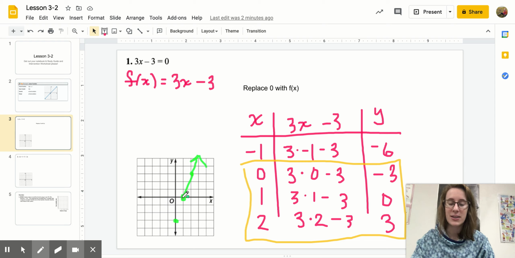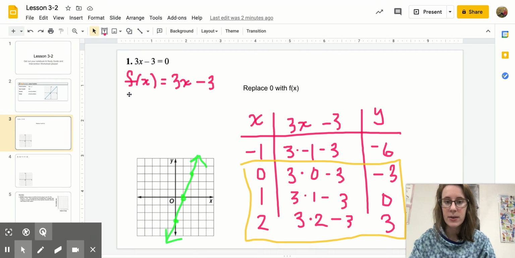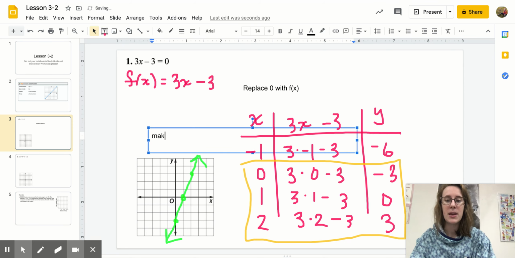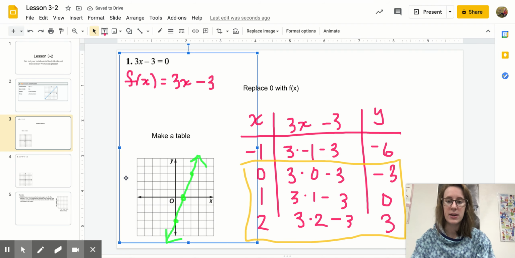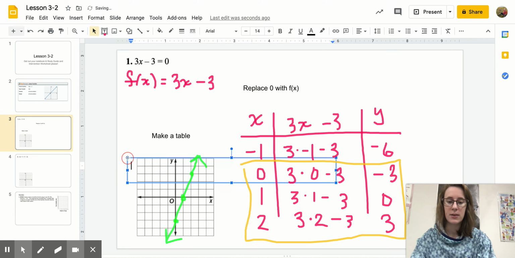And that is your problem. So on this other part, you could even write a note to yourself saying, make a table. And then what we did right here is graph the points.